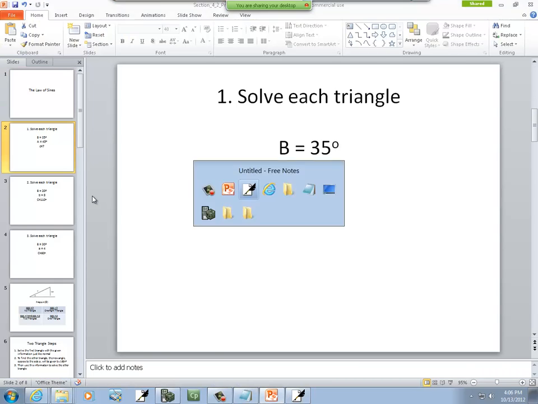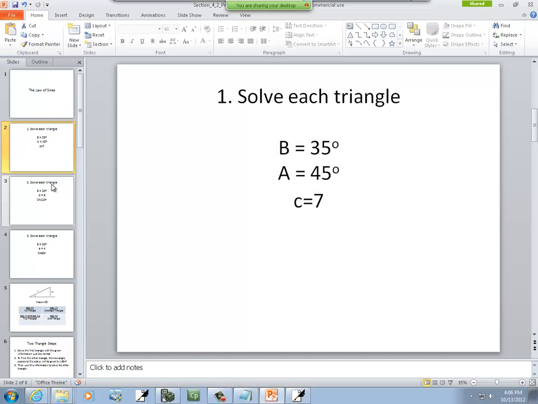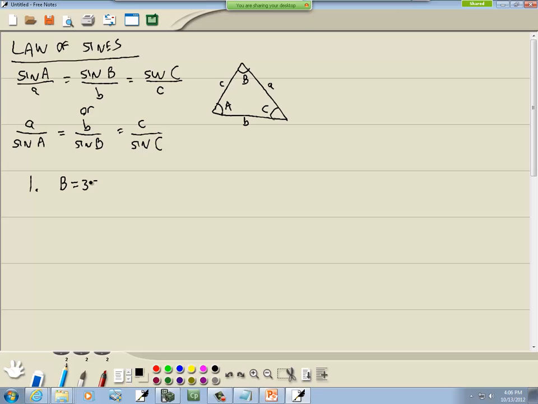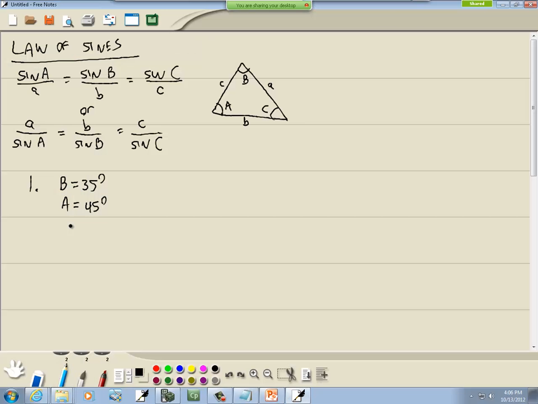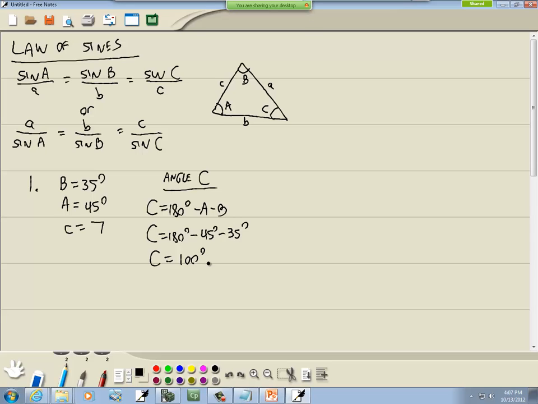Let's actually solve a triangle. We're given B is equal to 35 degrees, A is 45 degrees, and side C is 7. Well, let's look at angle C. All the angles add up to 180 degrees, so that'll be the easiest one to start with. C is going to equal 180 degrees minus A minus B. So we got 180 minus A, which is 45, minus B, which is 35. What was that, 80? So 100 degrees.